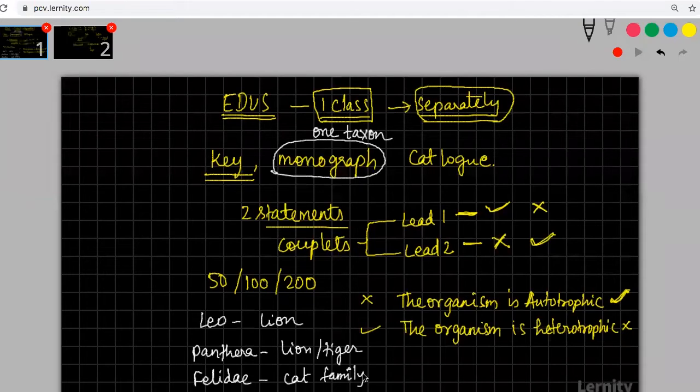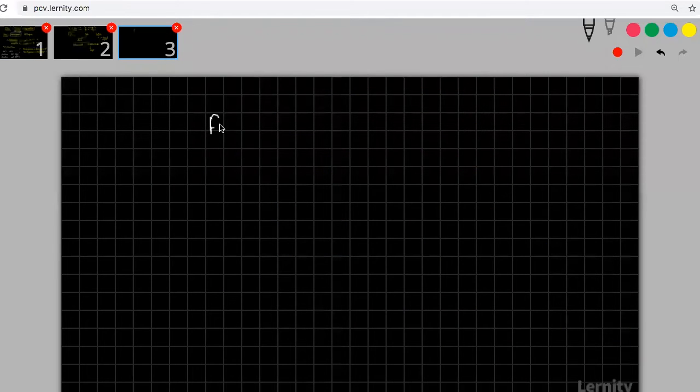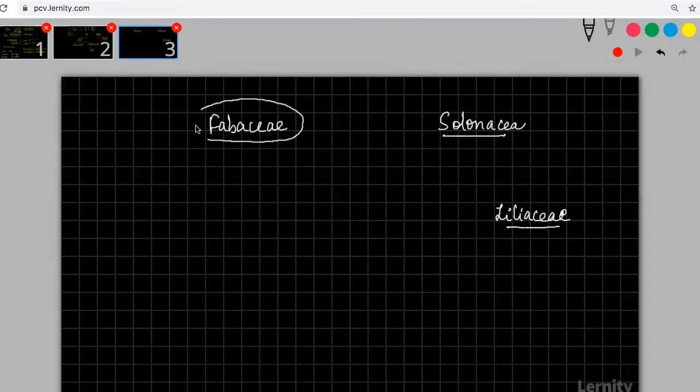And what they would try to do is write exclusively about a particular thing. So that is what we call a monograph. A monograph will contain detailed information about only one taxon. Say for example, in plants, I can have a monograph on Fabaceae. Fabaceae is a family, or I can have a monograph on Solanaceae, or I can have a monograph on Liliaceae. These are all families of plants. So I can exclusively write only about this family, and that is called a monograph.